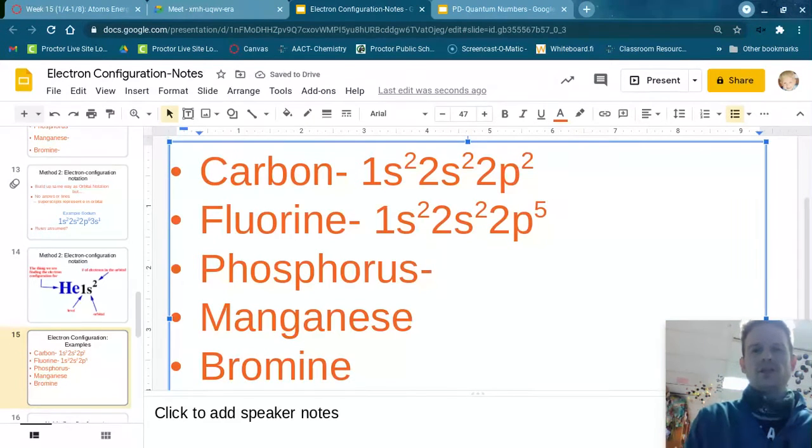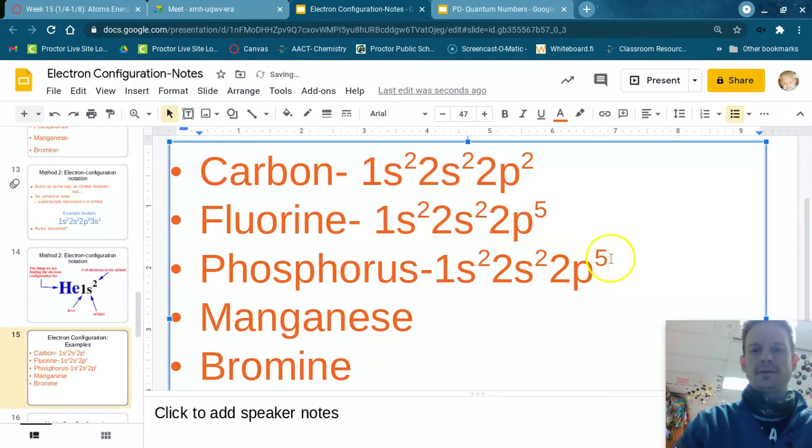All right, let's do phosphorus. Same thing, build up 1s2, 2s2, 2p, right? So I'm going to copy paste that in there. And now, because I'm going past this, that needs to become a 6, right? And that's the most electrons that a p can hold. If p's have 3 orbitals, and 2 electrons can be in each orbital, it can only hold a maximum of 6.